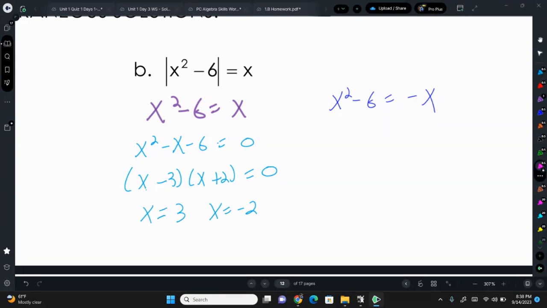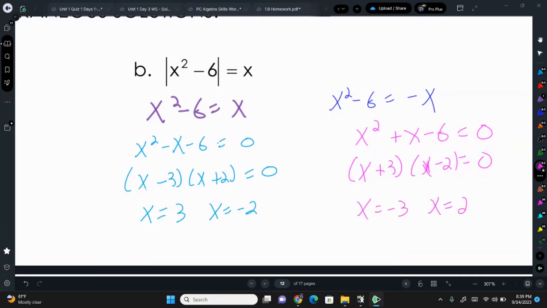Now I'm going to solve the other one first before checking these, because maybe there's going to be some overlap. Maybe this other one also has x equals 3 as a solution, but it's possible that it doesn't. Here we're going to add x to both sides, so x squared plus x minus 6 equals 0. And then we're going to have to factor that. We get x plus 3 times x minus 2 equals 0. And then our possible solutions are going to be negative 3 and positive 2.